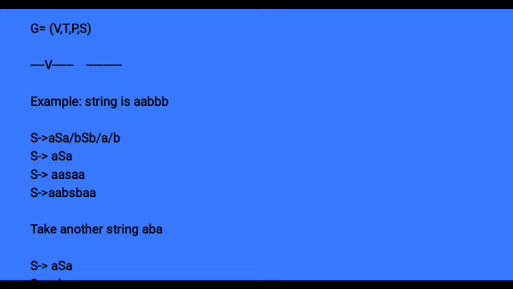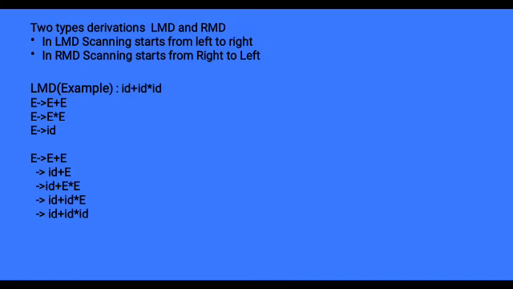And the next one is derivations. You all know there are two types of derivations. One is LMD and another one is RMD. LMD is leftmost derivation, RMD is rightmost derivation. Coming to the leftmost derivation, scanning starts from left to right, and coming to the rightmost derivation, scanning starts from right to left. The name itself says starting left and right. If it is LMD, you proceed with left. If it is RMD, you proceed from right side to left.